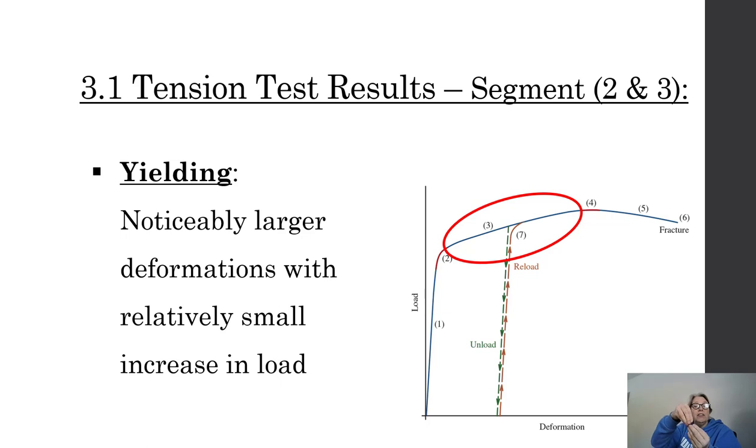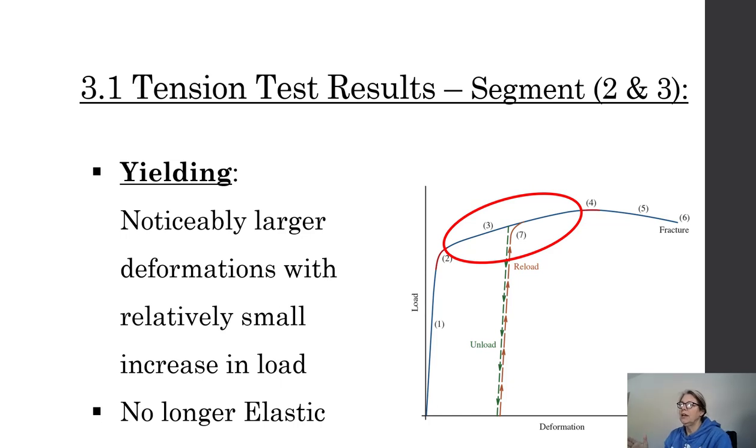It's stiff at first, and then you get to a certain point, and then it's just stretching and you're not doing anything. It's yielding. Yielding is we're not applying a whole lot of force, but we're getting lots of deformation. So we go from a line like this to a much flatter line. We are no longer elastic.